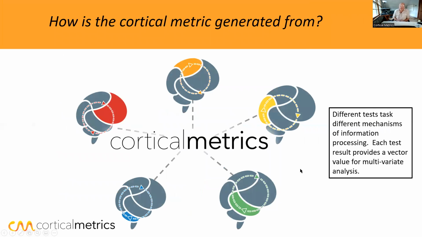You have to think about where the tests come from, and each test has a different mechanism of information processing. Because of that, each test is actually a different entity. It's actually a different vector. Each vector has a different direction, and that vector value is processed in a multivariate analysis. So that's kind of the cool thing.